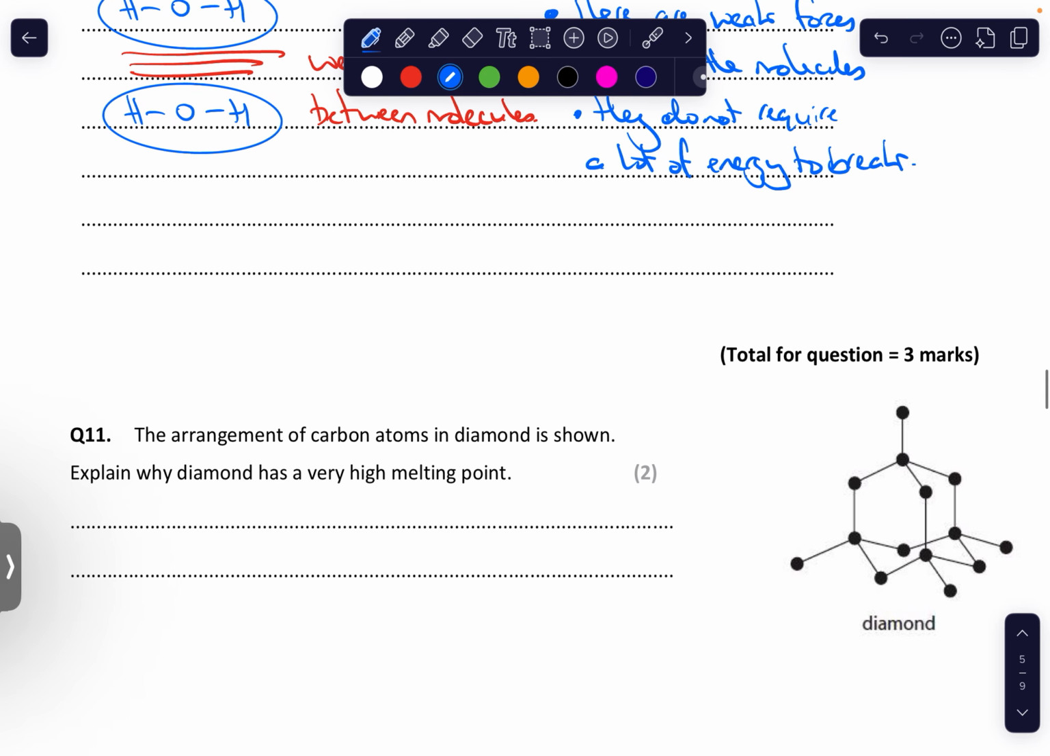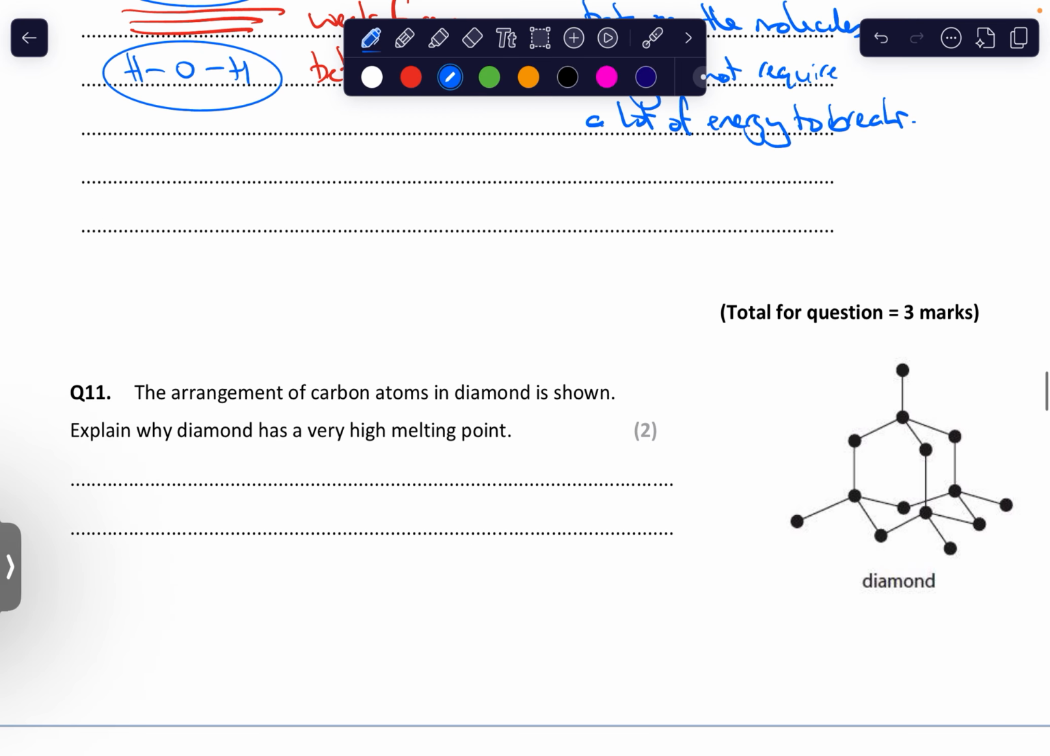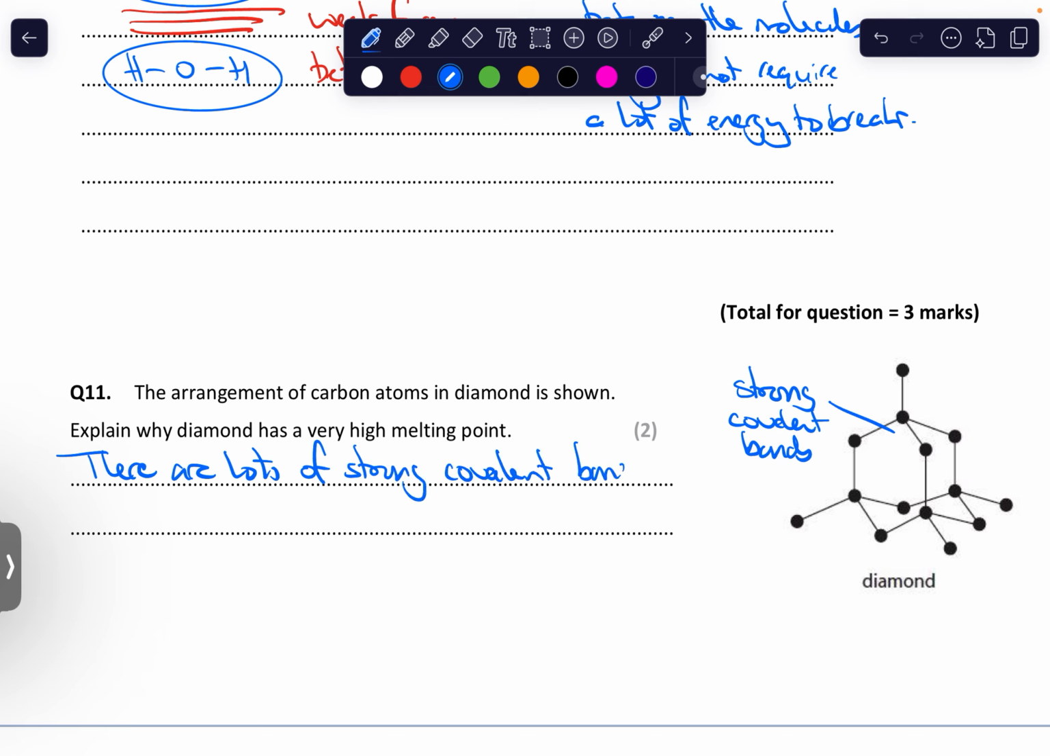Okay, this one here is explain why diamond has a high melting point. So remember, each of these lines here are strong covalent bonds. Okay, so what we need to say here is there are lots of strong covalent bonds which need a lot of energy to break.